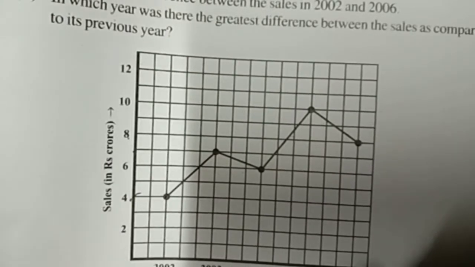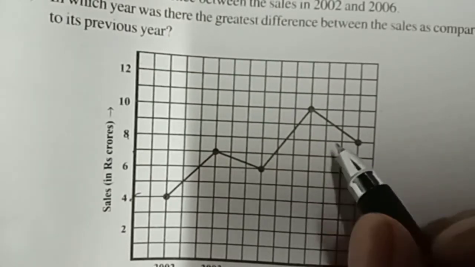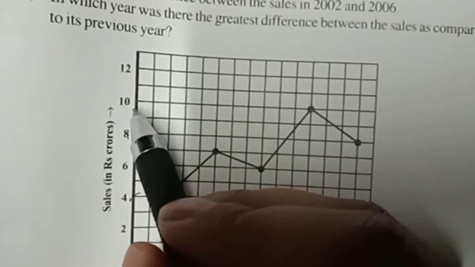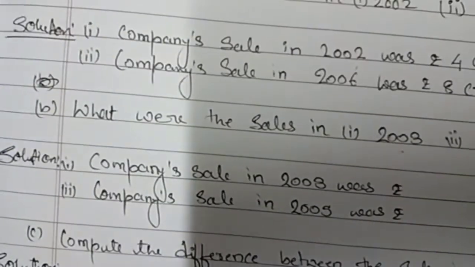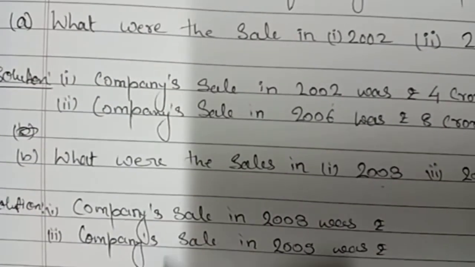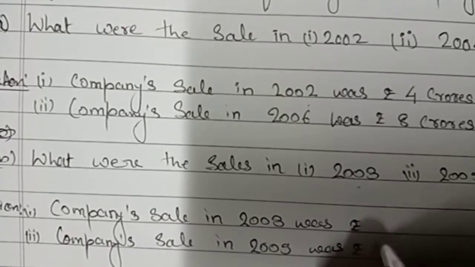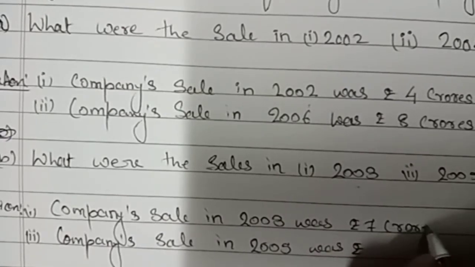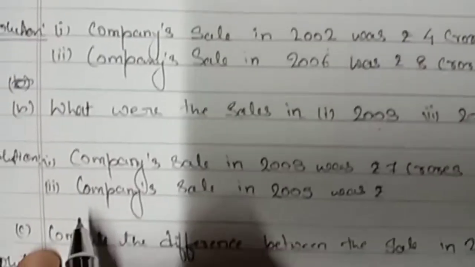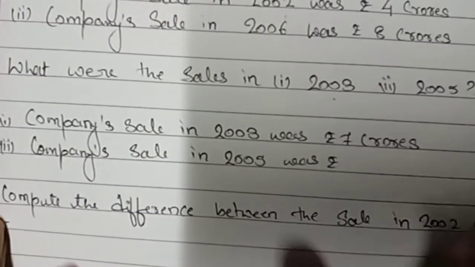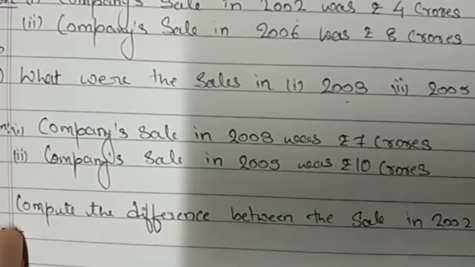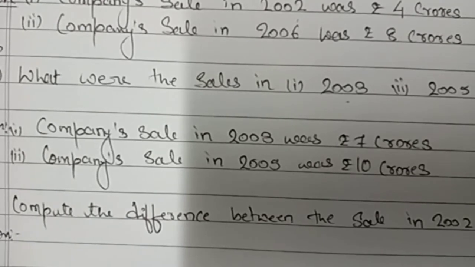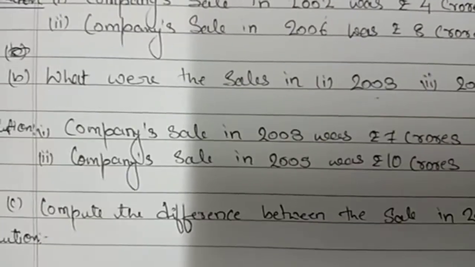And for 2005, sales was 10. How much? Rupees 10 crore. So solution, company sales in 2003 was rupees, how much we got? 7 crores. And number 2, company sales in 2005 was rupees 10 crores. Now compute question number C.